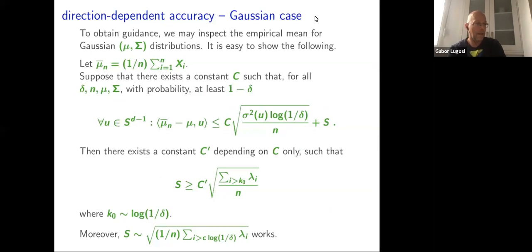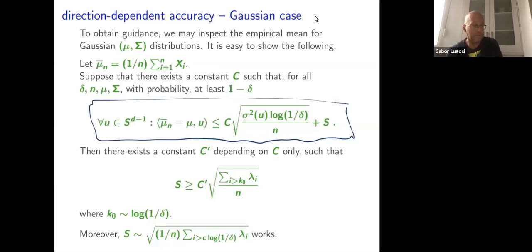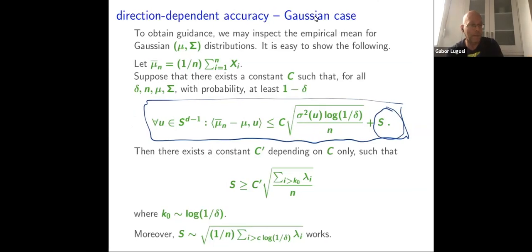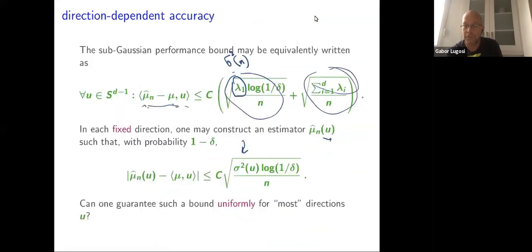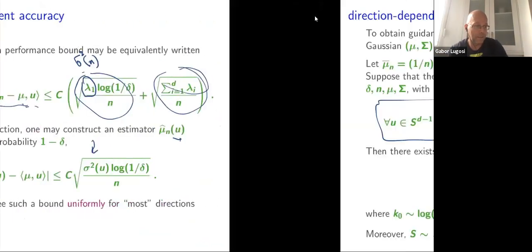Okay, so what one can prove is the following. Suppose that we have an inequality of this kind of form, right? This is the same form as before, but now here we have the direction dependent accuracy. And here we have some number S that replaces this term here, which was the square root of the trace of the covariance matrix divided by n.